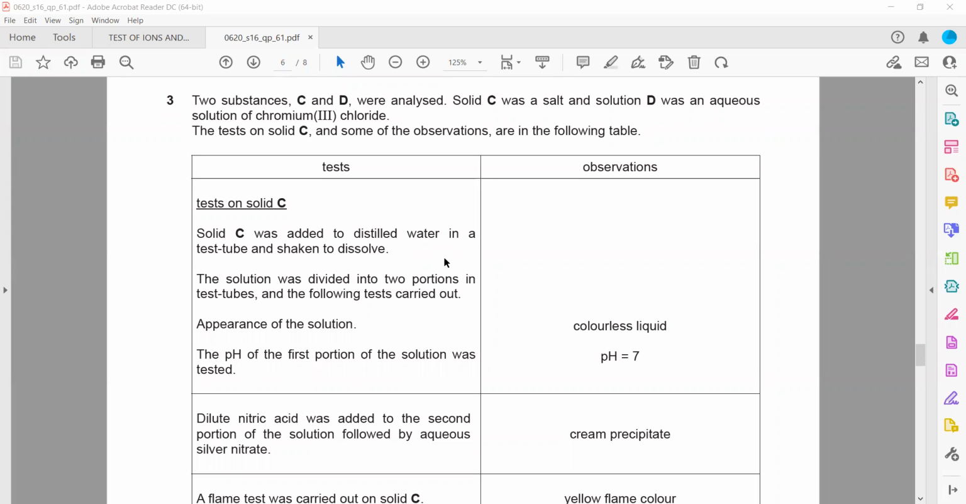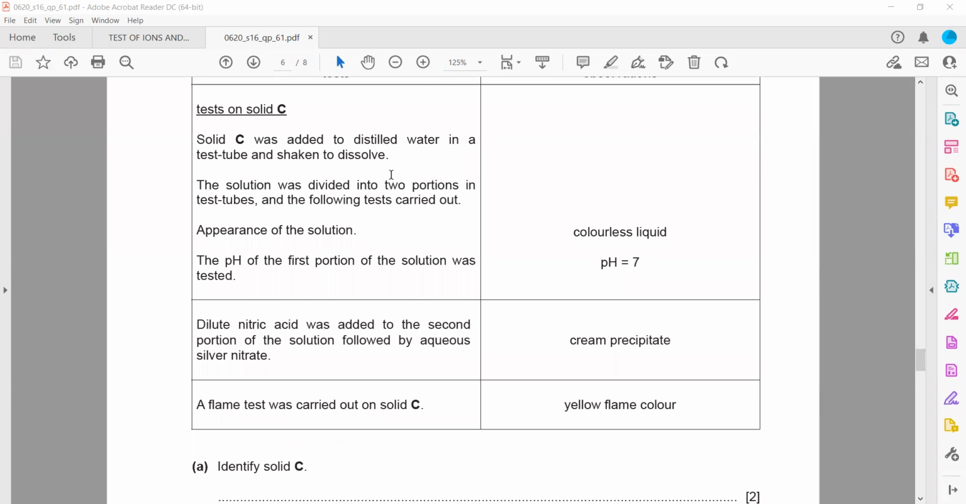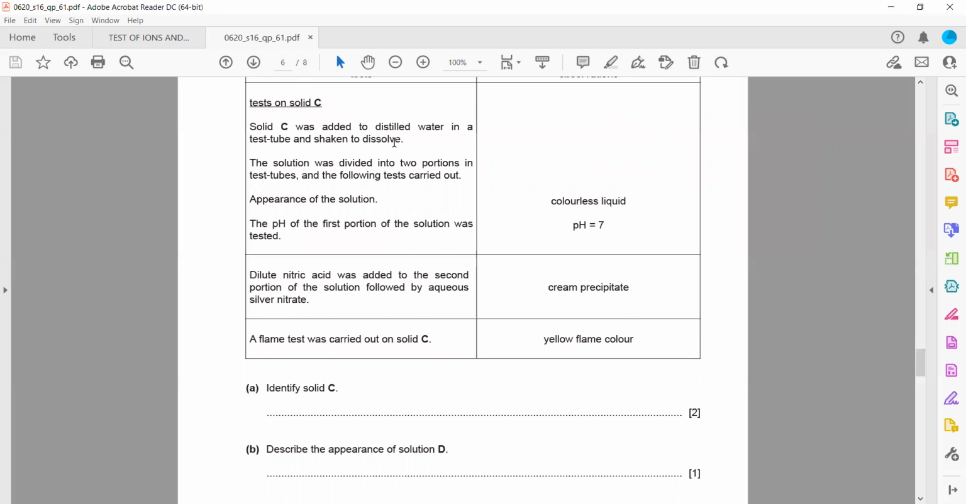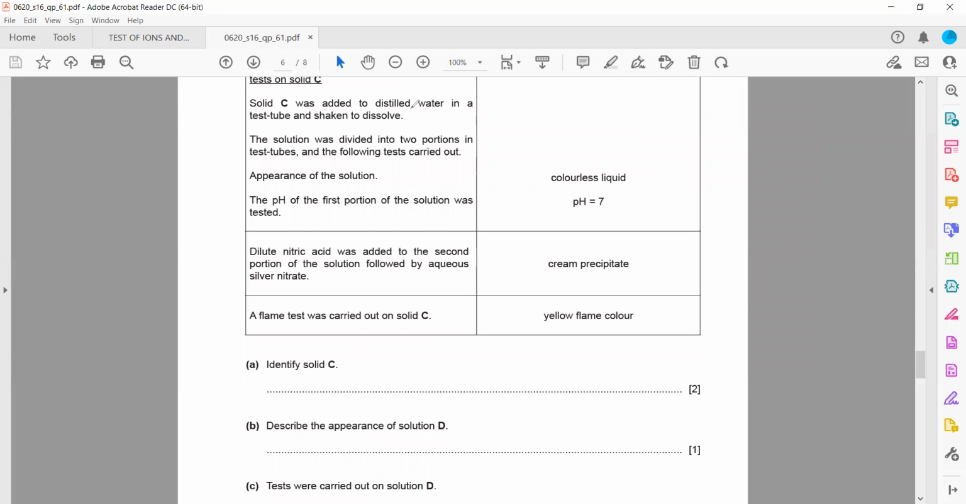So this one is May/June 2016. Two substances C and D were analyzed. Solid C was a salt and D is an aqueous solution of chromium(III) chloride. They give you the name of the salt for D. Test on solid C. So first we are testing solid C. Solid C was added to distilled water and the test tube was shaken and it dissolved.